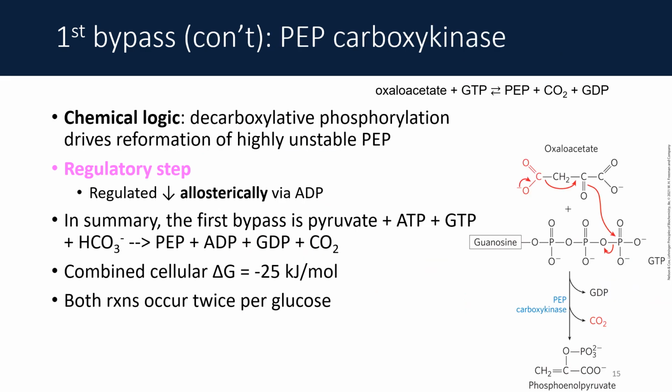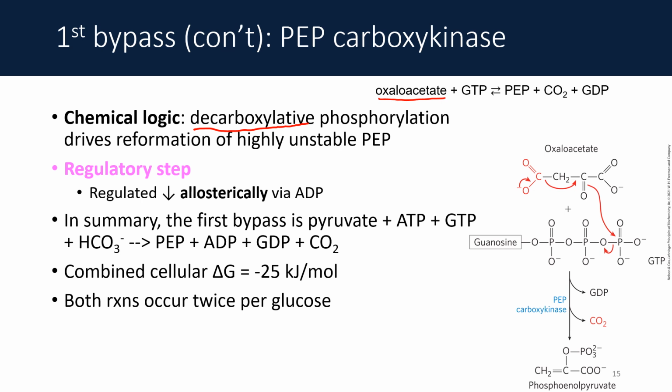I'll briefly remind you that the first bypass to gluconeogenesis is a 2-step process, and this enzyme catalyzes the second half, and that's PEP carboxykinase, which is often called PEPCK for short. So what does PEPCK do? Well, it's going to drive off the CO2 group that we just included within our oxaloacetate molecule. We're going to decarboxylate it, all right?